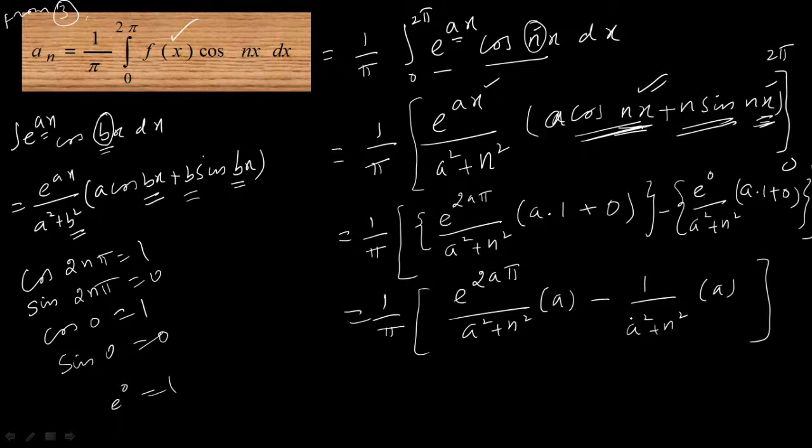Look into the parenthesis. Here a divided by a square plus n square is a common term. So take it outside. So a divided by, already you are having pi in the denominator outside here, so pi of a square plus n square. So you take a by a square plus n square outside of the parenthesis. If so, you get of e power 2a pi minus 1.